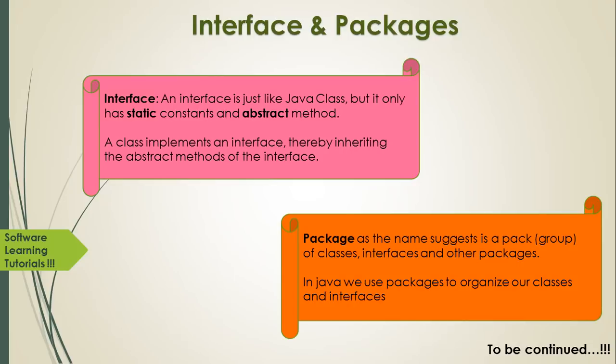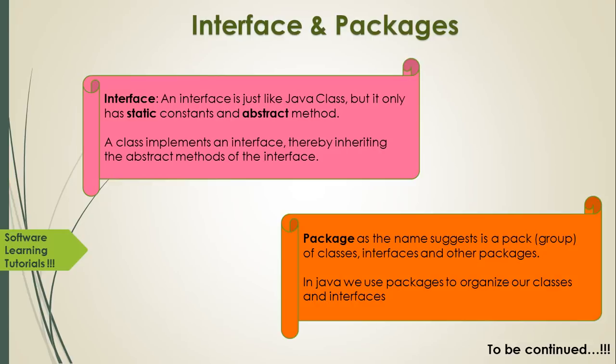A class implements an interface, thereby inheriting the abstract method of the interface. Okay, the class can implement an interface, but an interface cannot implement the class. So this is again the key difference. It can be asked in the interview as well: what is the difference between the interface and the class? I have included that difference later in this presentation, and it will be very useful.